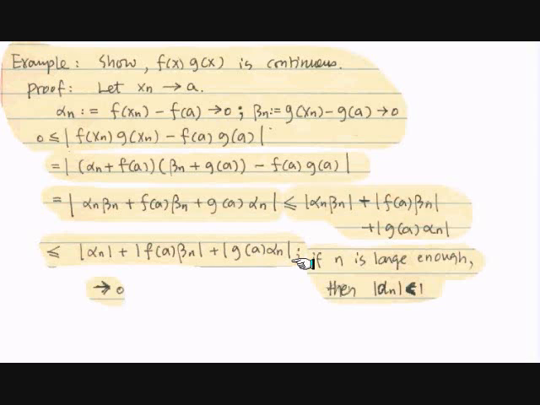Therefore, this approaches 0, the whole thing. So that quantity approaches 0. So that's the end of the proof of this. So here it shows that product is also a continuous operation. That's pretty much what it is showing.